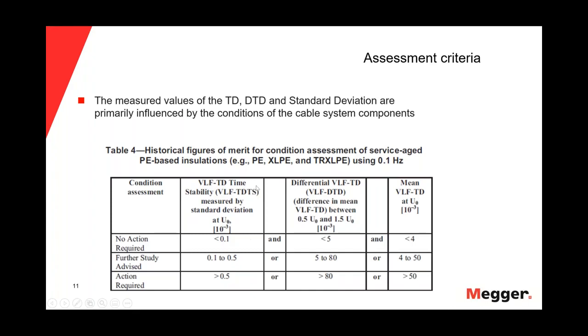VLF TD, so this is actually backwards from what we've shown, but this will be the first slide. Mean VLF TD at operating less than 4 would be no action required. 4 to 50, further study advised. Greater than 50, action required. This would be our DTD, the difference in mean at 0.5 to 1.5: less than 5, no action; 5 to 80, further study advised; greater than 80, action required.